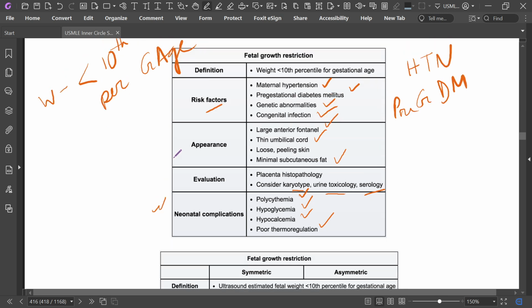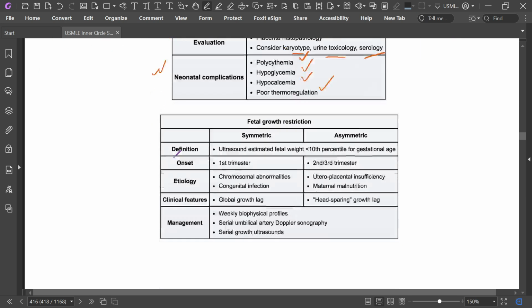This is fetal growth restriction. In fetal growth restriction, you have to see, is it symmetric or asymmetric? How? What is the definition? Ultrasound estimated fetal weight less than 10th percentile for gestational age.